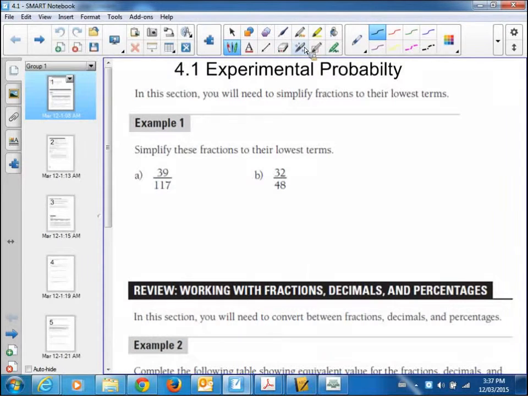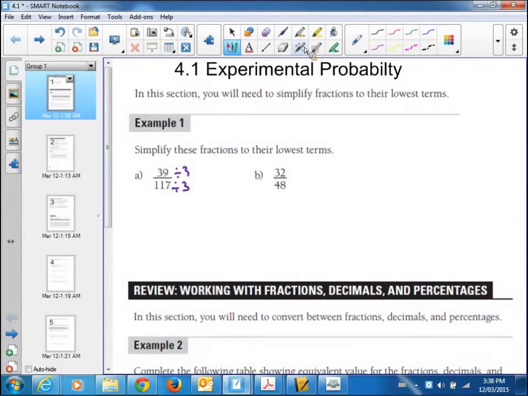Always check if they're both even numbers. Can you pull out 2s or 4s? Well, not in this case. Can you pull out 3s? Oh yes, you can. So if you don't see right off the bat a large greatest common factor, go with smaller numbers, and you can keep going until you run out of things to pull out. So this one here, I'm going to think about it as divide by 3, divide by 3.